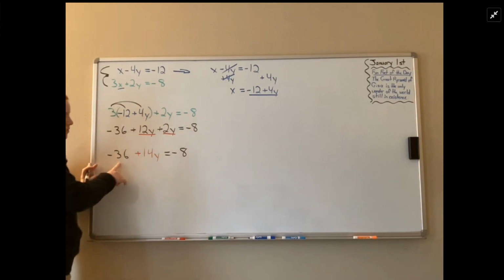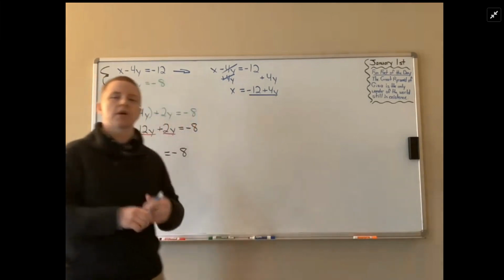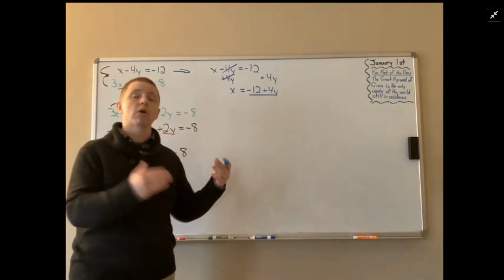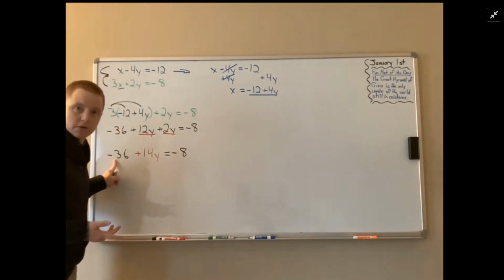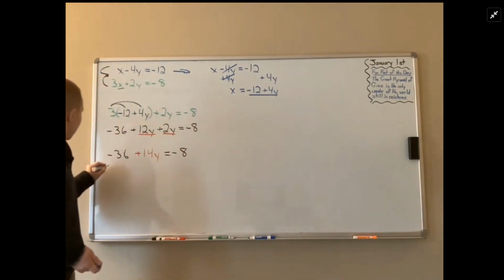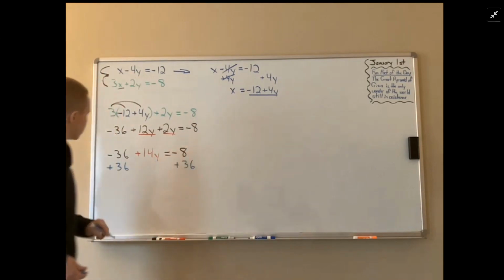So we need to get rid of this negative 36. In order to do that, we need to add 36, because the opposite of subtraction, like we talked about before, is addition. And negative is technically subtraction, okay? So we're going to add 36 to both sides. Now notice these are going to be like terms, so we can add those together, okay?